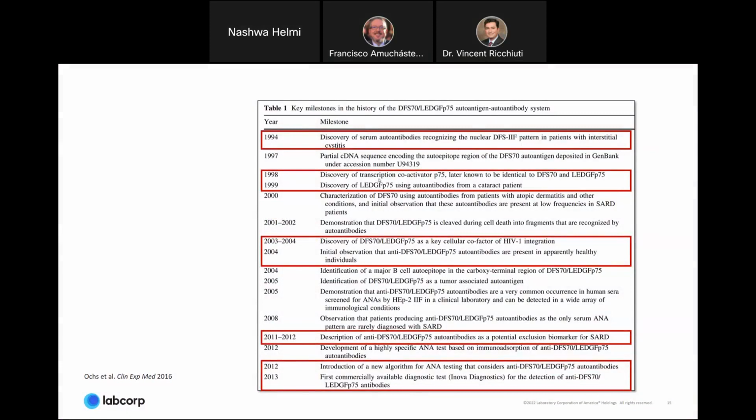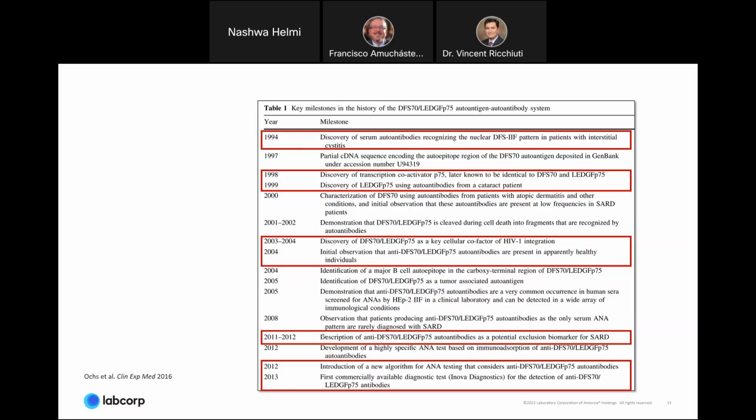Then later it was sequenced, and it was discovered to have the same or identical sequence as two other proteins. One is the transcription co-activator p75, and the second protein is called LEDGF. Then later on, in the early 2000s, we discovered that DFS70 is a key cellular cofactor for HIV integration. And also, the initial observation that antibodies against DFS70 are present in apparently healthy individuals.